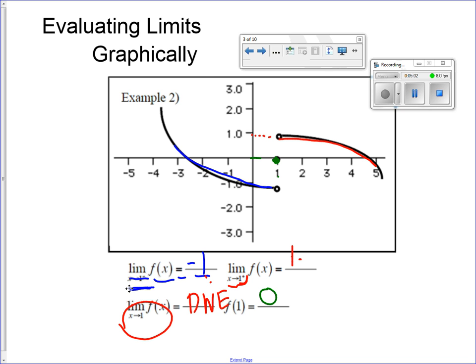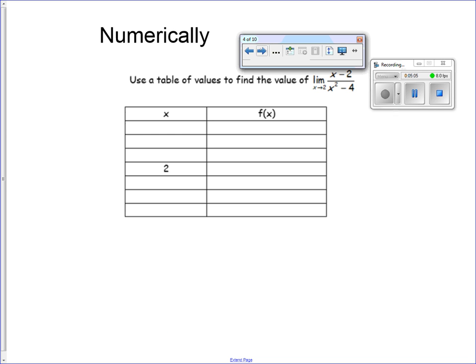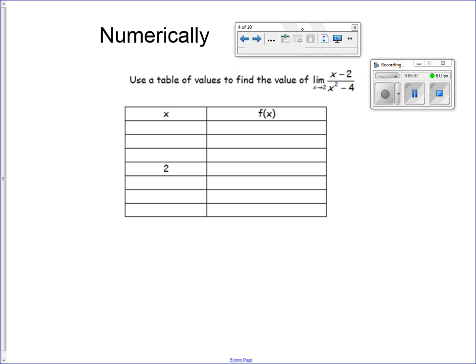Next, we're going to look at evaluating a limit numerically. So numerically means when you have a table of values. So it says use the table of values to find the value of the limit as x approaches 2 of the function x minus 2 over x squared minus 4.